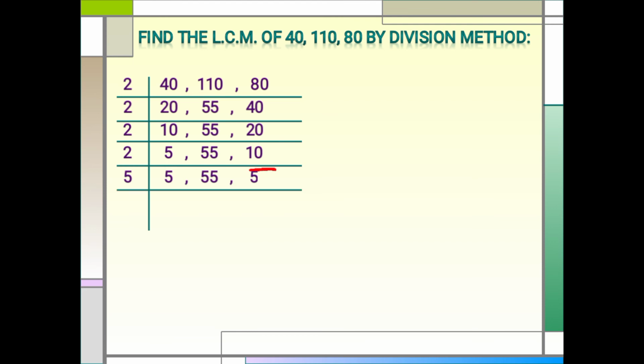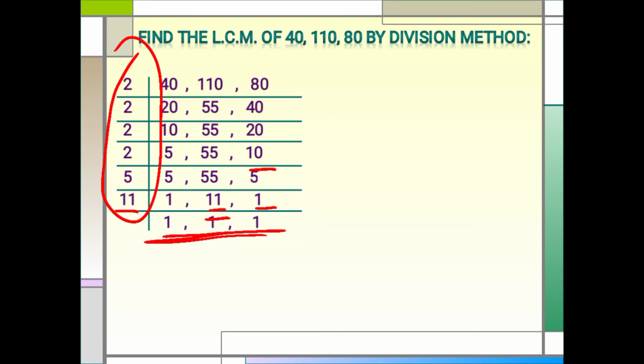5 multiplied by 1 is 5, and 5 multiplied by 11 is 55, and then 5 multiplied by 1 is 5. Now last you have 11, so you will divide 11 by 11, and 11 multiplied by 1 will become 11. Now if you get 1 in the last row, that is the end of your division. So you are going to multiply these prime factors.